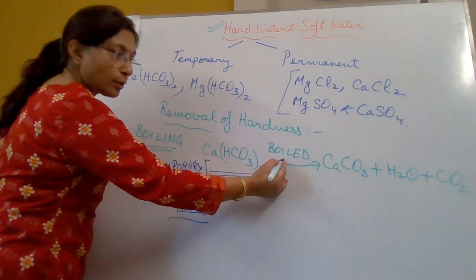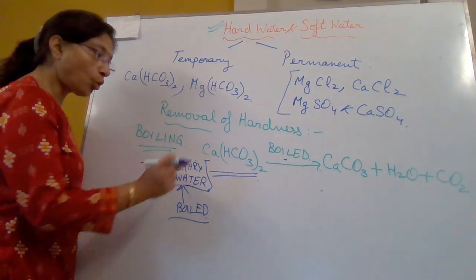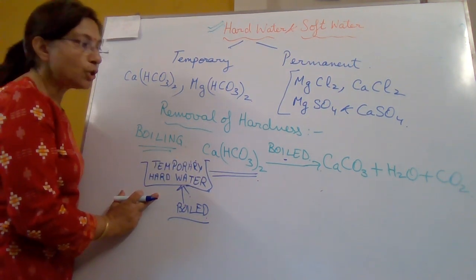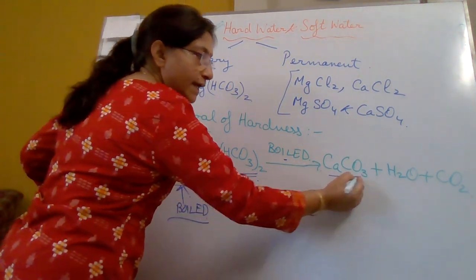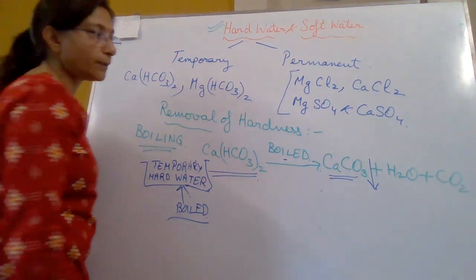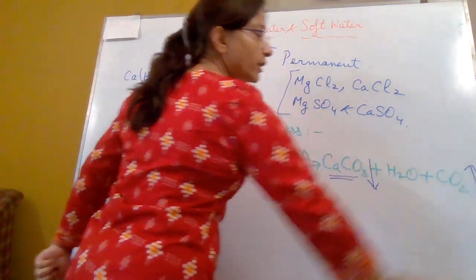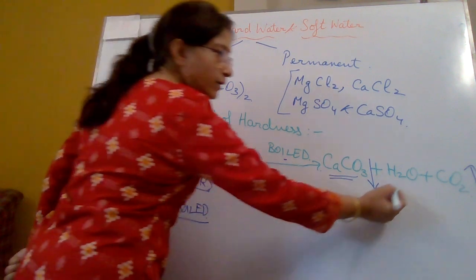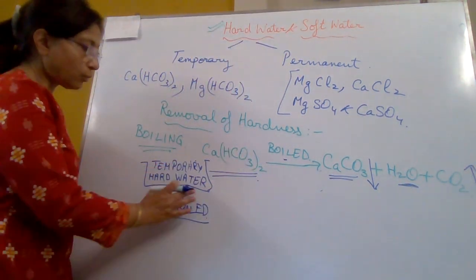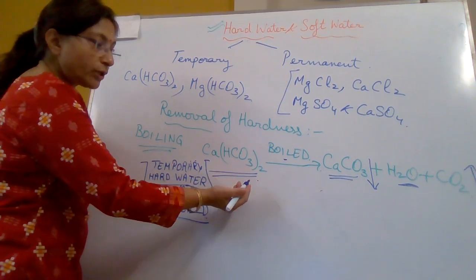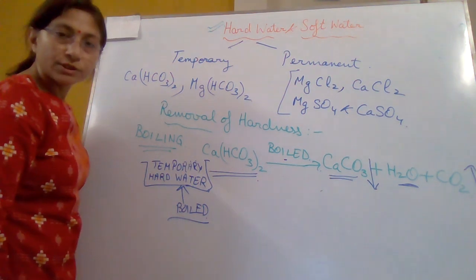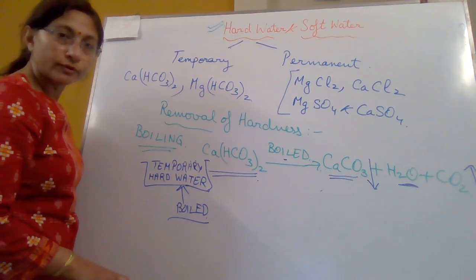So this boiling has an effect only on the calcium bicarbonate which is present here in the water. So what will happen? This calcium carbonate will settle down as the precipitate. The carbon dioxide will liberate as the gas, and obviously this product water will be added to whatever water is left behind. You can simply filter this water and remove the calcium carbonate that has settled down after the boiling.